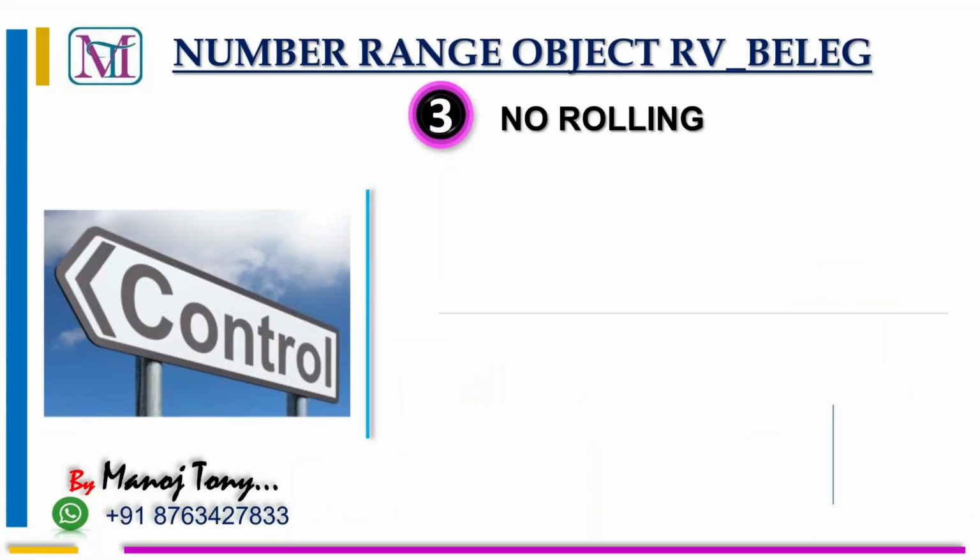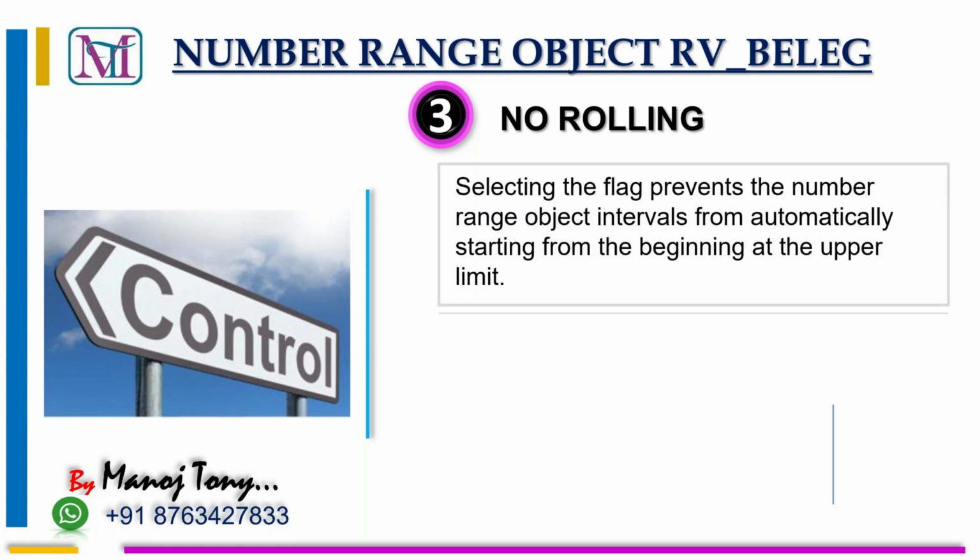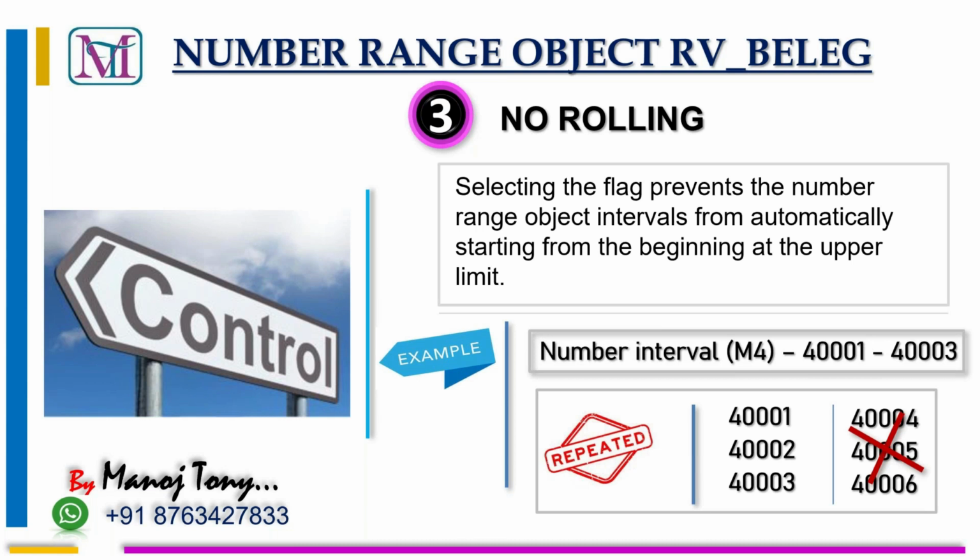Then next is no rolling. No rolling is selecting the flag preventing the number range object interval from automatically starting from the beginning at the upper limit. Now this is the requirement, try to understand. I'll assign a small interval from 40,001 to 40,003. When this interval is completed, the system will give sales order numbers 401, 402, 403. When we complete 403, again it will roll.